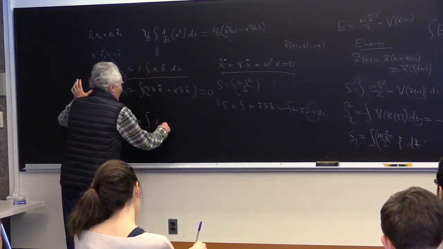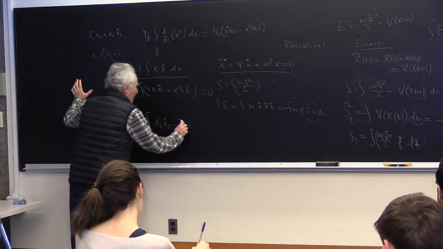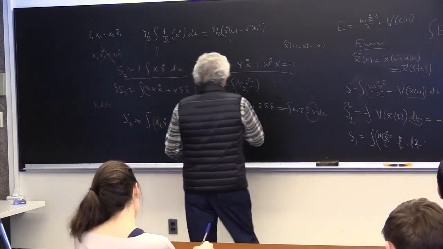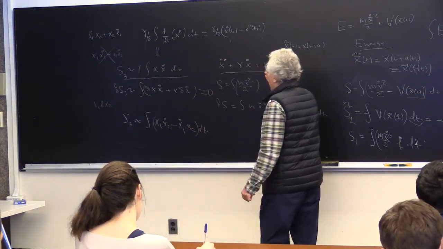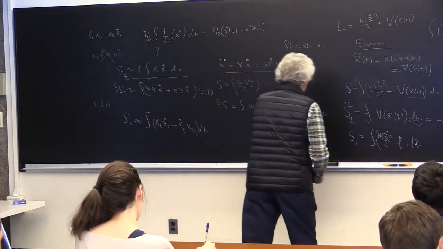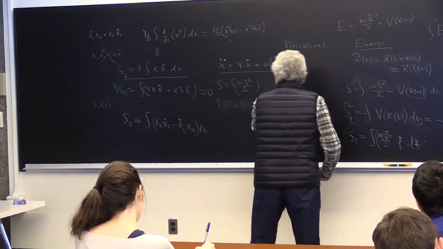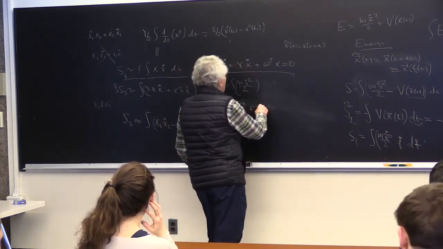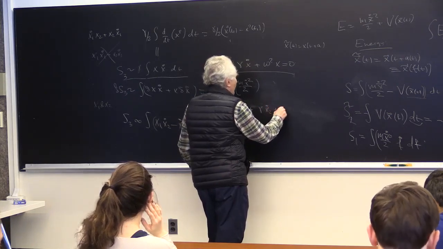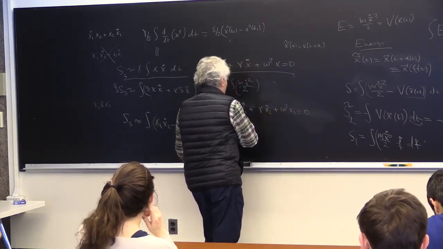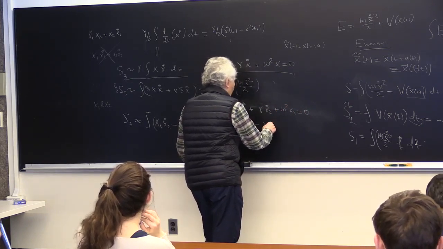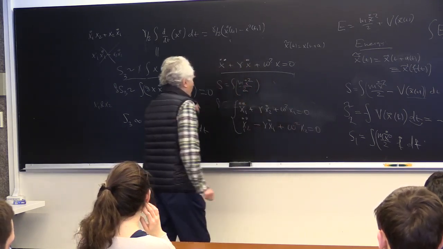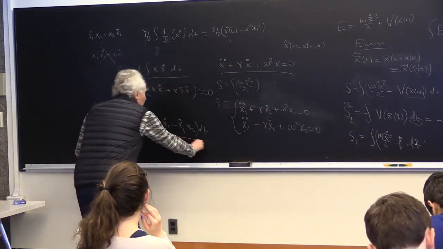So let's take this thing. And then when you vary this thing, you add it to the action of the harmonic oscillator, and you will get the equation, not surprisingly. That's what you get when you add this term to the action.